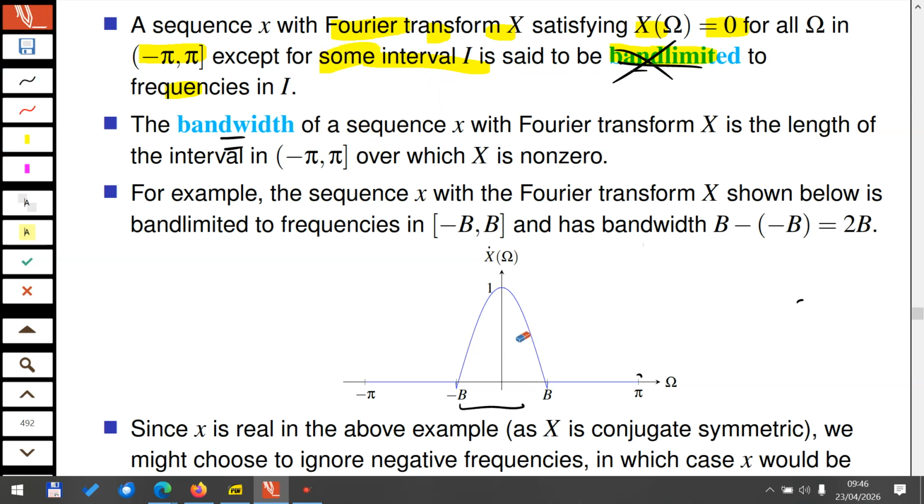It is not allowed to have this, for example, that it is non-zero here and then it is non-zero here, and that does not qualify as an interval. So it has to be an interval, and once you have an interval, then this value is what we call the bandwidth. Not this value, the length. So if this is b and this is minus b, the length of this interval is b minus minus b, and that is really 2b. So 2b is the bandwidth.